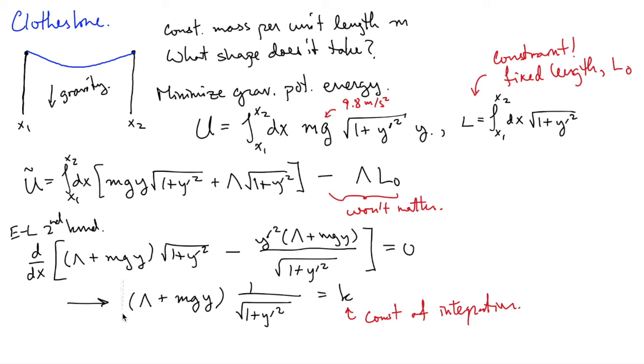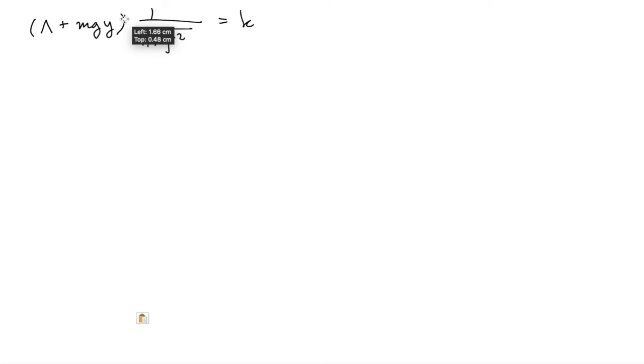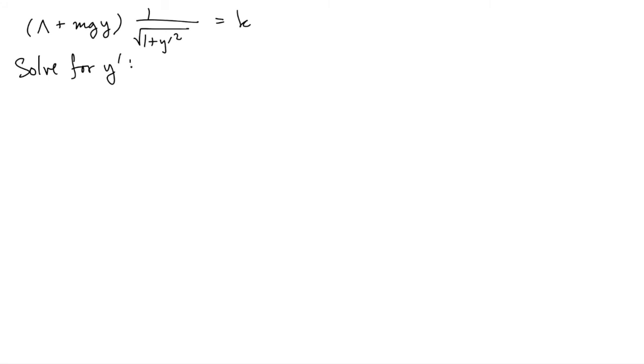Let me copy it and take it over to the next page, just like we did with the sheet pen. Okay, so we can solve this for y prime to get an ordinary differential equation in the form that we would like to solve. And we get that y prime, just after some algebra, is equal to 1 over k squared times lambda plus mgy squared minus 1, all to the 1/2.